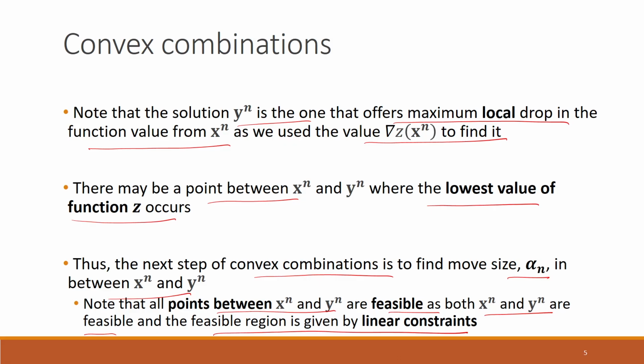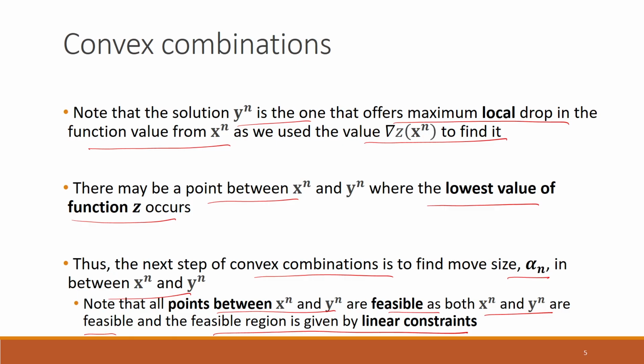Okay. So, xn anyway is the current point that we are at. It has to be a feasible point, and yn, when we are determining it from the optimization problem that we just discussed, was ensuring that this new point yn is feasible.